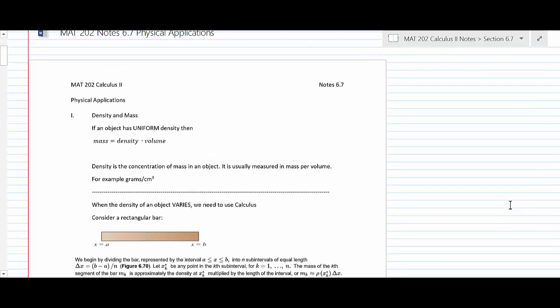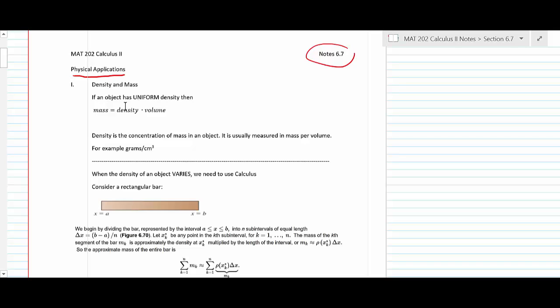Okay, so to get started on this 6-7, what we're going to look at is just some of the applications of integration that you would study in physics and mechanics and so forth. So first of all, I want to look a little bit at this formula, mass is equal to density times volume. Typically, the units go like this.